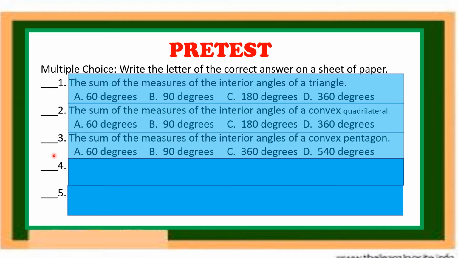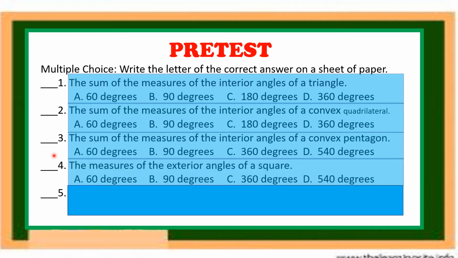Number 3. The sum of the measures of the interior angles of a convex pentagon. Letter A, 60 degrees. Letter B, 90 degrees. Letter C, 360 degrees. Letter D, 540 degrees.